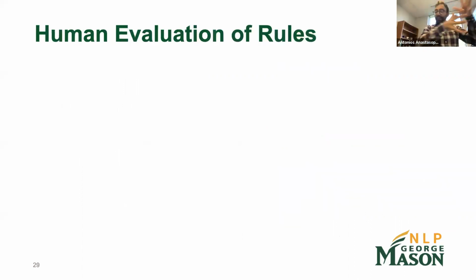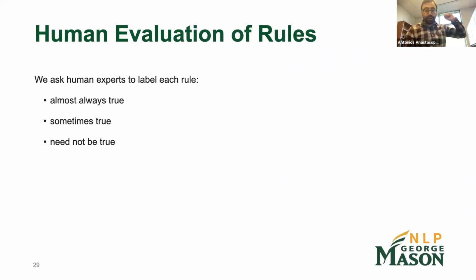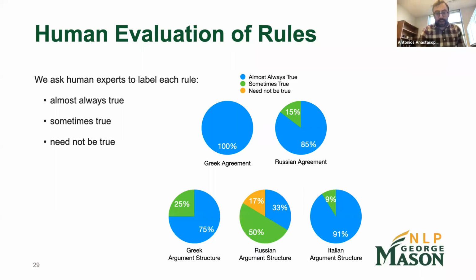Cool. So we have again the same rules. We run the same setting of evaluation like we did before, checking whether they are true rules or need not be true. And long story short, we did this for Greek and Russian and Italian this time. And in most cases, at least for Greek and Italian, our rules are actually pretty decent. The linguist said, yes, these are actually rules. So you can put them in your checklist.